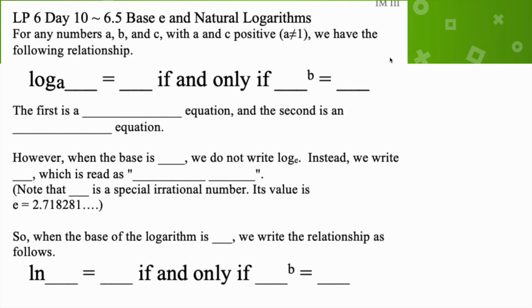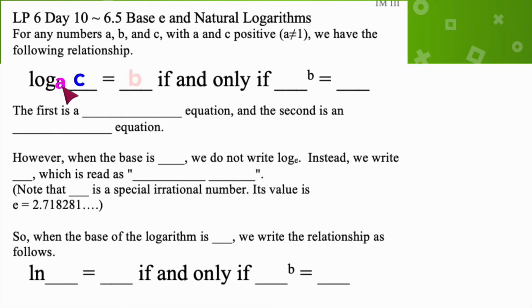All right, so we are going to continue practicing logarithmic equations. In this case, we're going to review converting between logarithmic and exponential. We've done this before, but it's been a few weeks. So for this one, it says for any numbers a, b, and c with a and c positive, a cannot be 1, we have the following relationship.